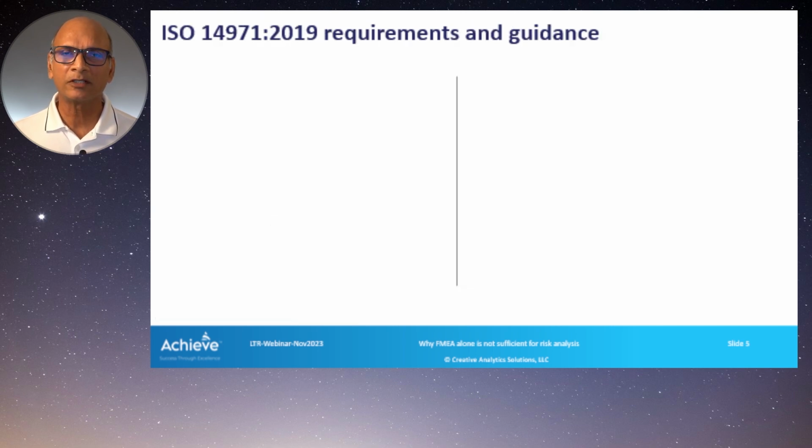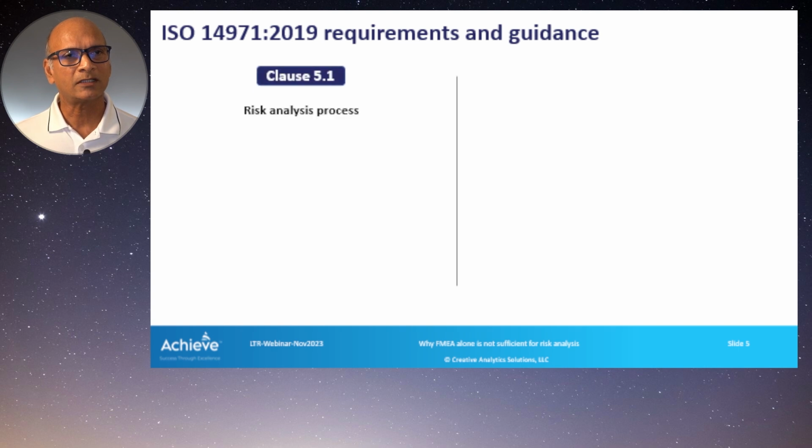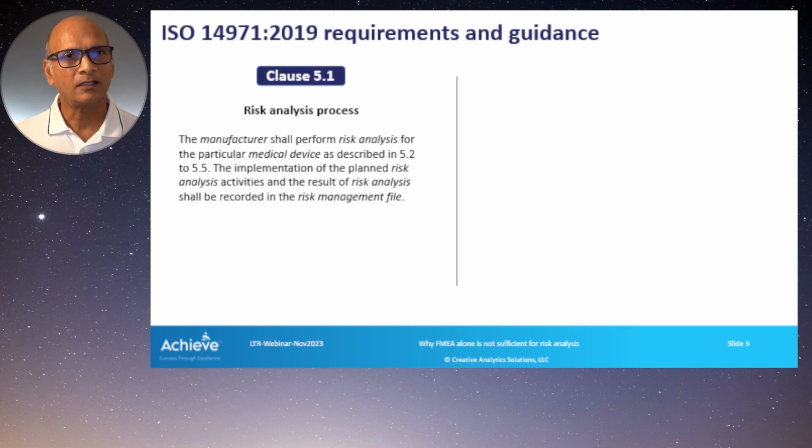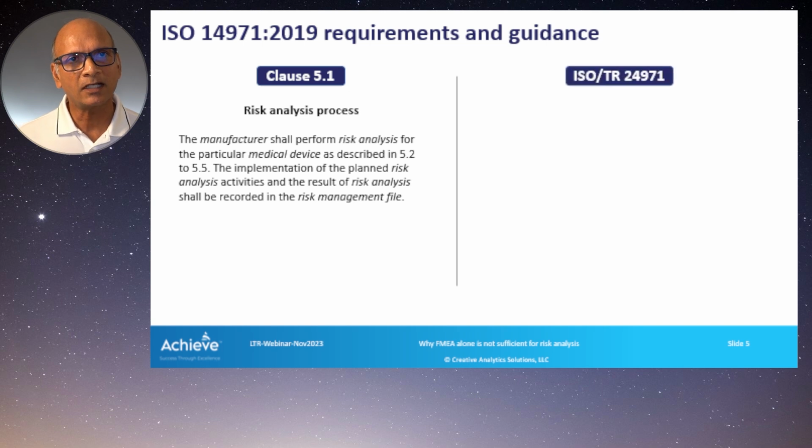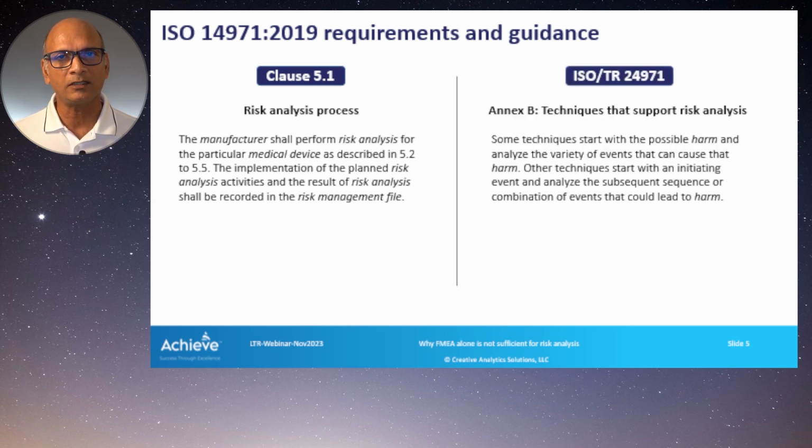So let's briefly look at the requirements. In clause 5.1, a risk analysis process is required. The manufacturer shall perform risk analysis, which we have learned is composed of two parts: identification and estimation. The manufacturer shall perform risk analysis for the particular medical device as described in subclauses 5.2 to 5.5. The implementation of the planned risk analysis activities and the result of risk analysis shall be recorded in the risk management file. That is the requirement.